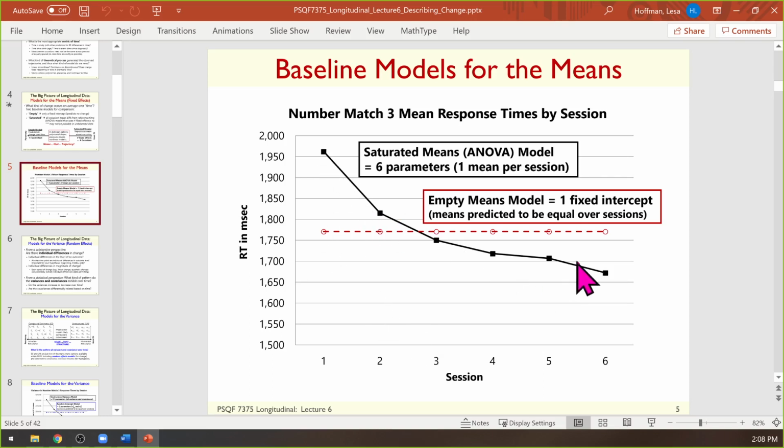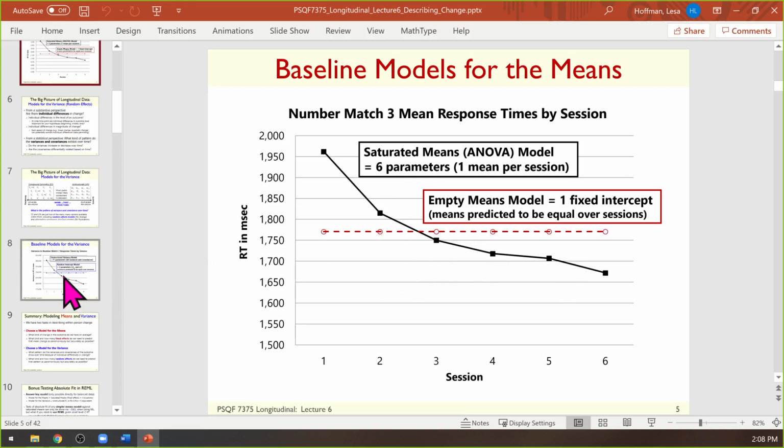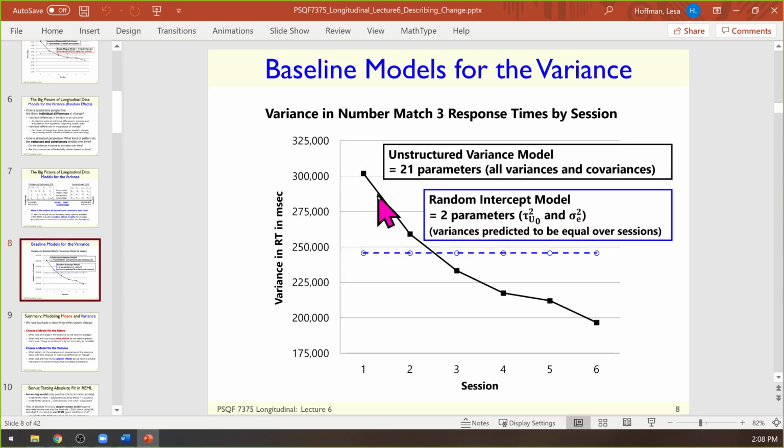So we're trying to match this black line today. That's what we're trying to do on the mean side. At the same time, on the variance side, we're trying to match this black line. So this is slide 8. This is what the estimated total variance is at each occasion from an unstructured variance model. So it looks like variability decreases as people become more and more familiar with this task.